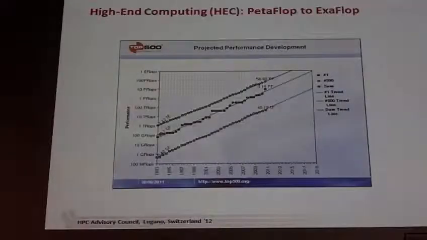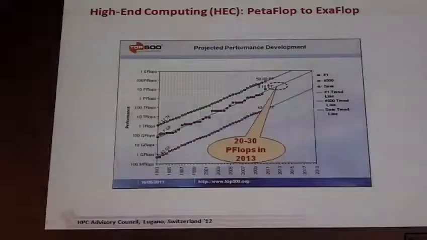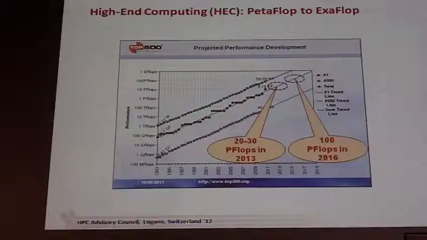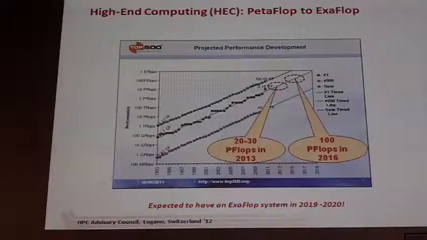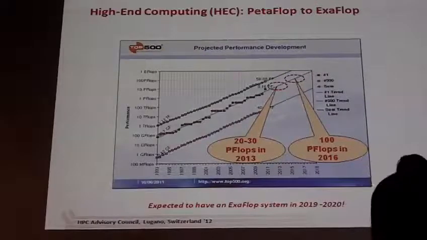Many of you might have seen this chart. This is from the Top500, and it shows how the field is moving. This is the line which is trying to show how the top systems have been going up. Just last year we crossed 8 petaflops with the K supercomputer, and people are predicting 20 to 30 petaflops in 2013, which is not very far away, and we'll be seeing some great machines being built, and then around 100 petaflops in 2016. And finally, people are looking at exaflop systems in 2019 and 2020.